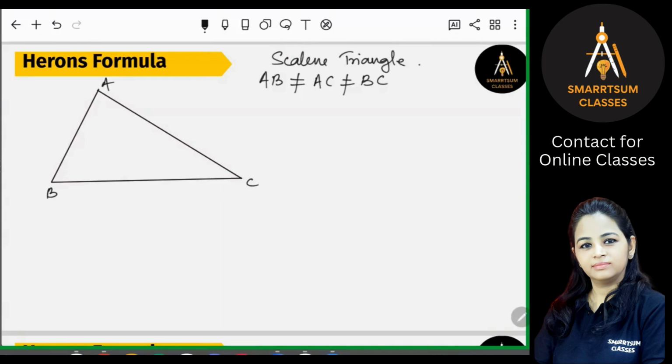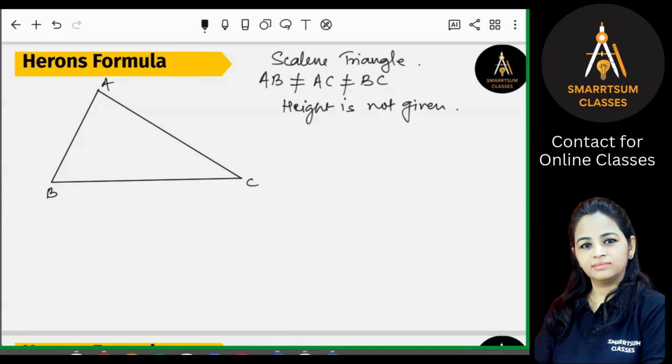Now, if we have such type of triangle and we don't know about the height, height is also not given, so what do we do in this case? How to find the area of such triangle? Because we require height, isn't it? But we do not have any clue for the same, because this is not a right angle triangle as well.